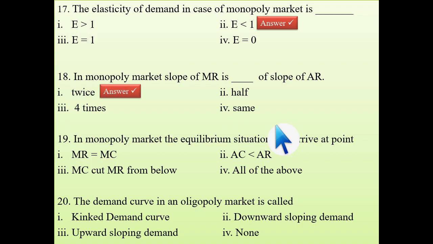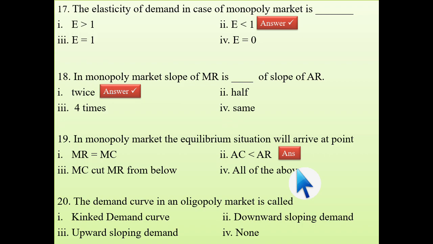Okay. Coming to the next question, that is number 19. In a monopoly market, the equilibrium situation will arrive at a point where average cost is less than average revenue. Similarly, I have discussed this for the perfect competitive market. This is the same concept applied for the monopoly market. I have discussed details in the lecture.